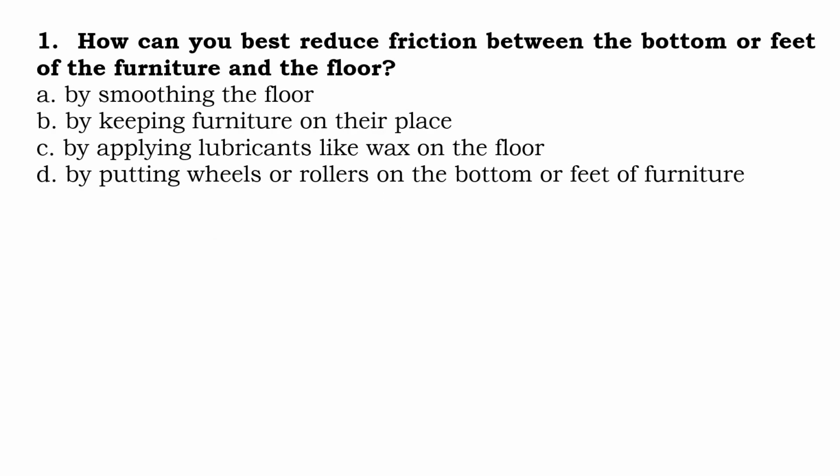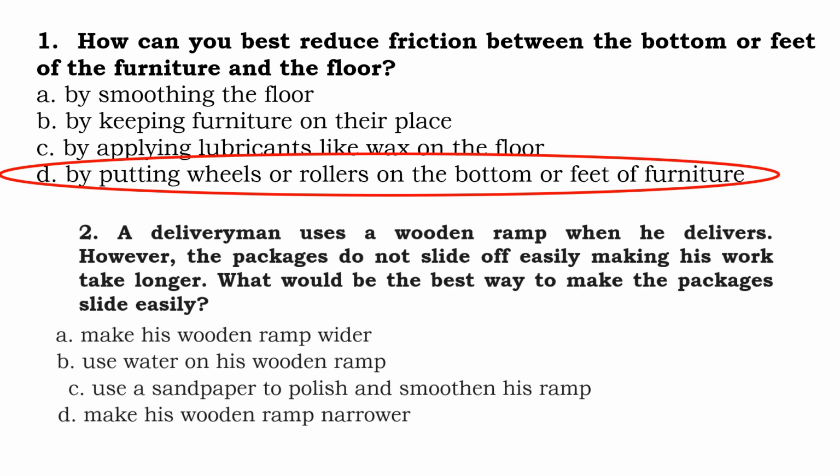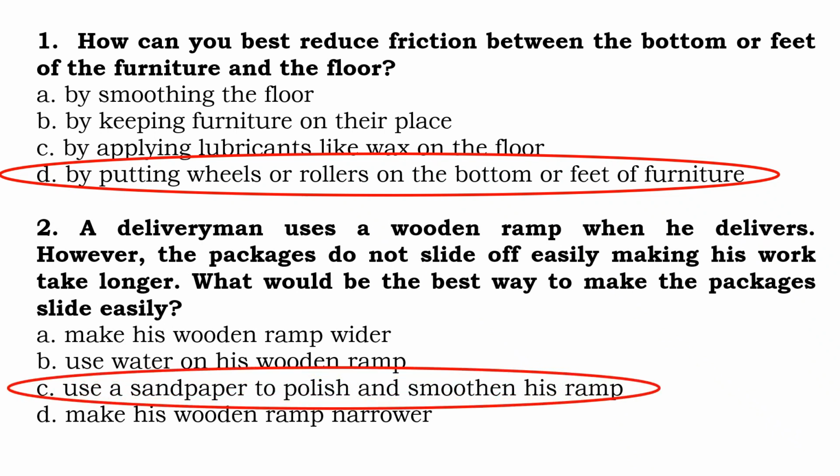Let's try to find out if your answer is correct. In number 1, the correct answer is letter D, by putting wheels or rollers on the bottom or feet of furniture. In number 2, the correct answer is letter C, to use a sandpaper to polish or smoothen his ramp.